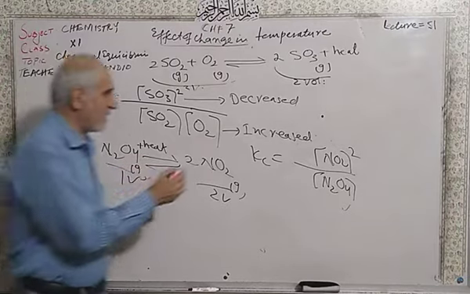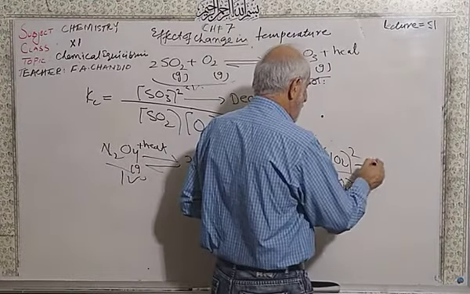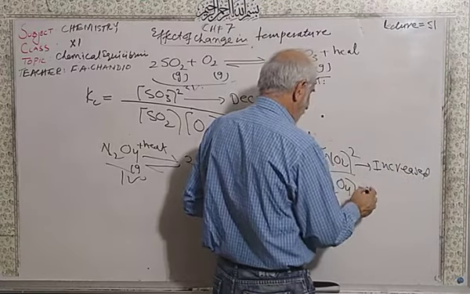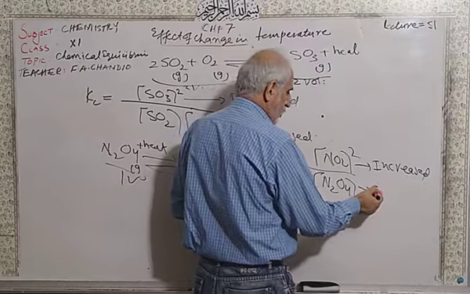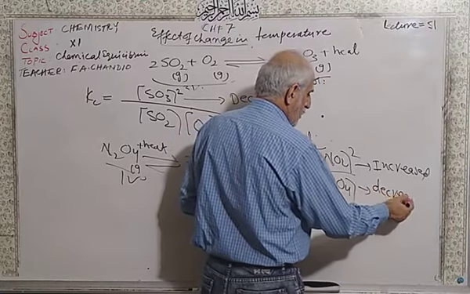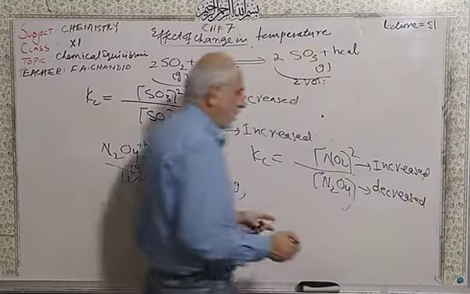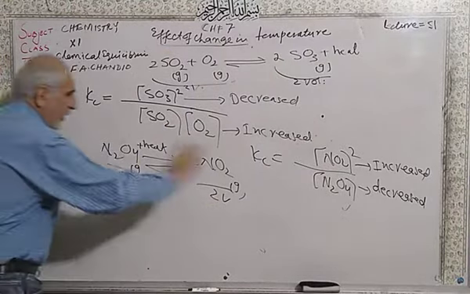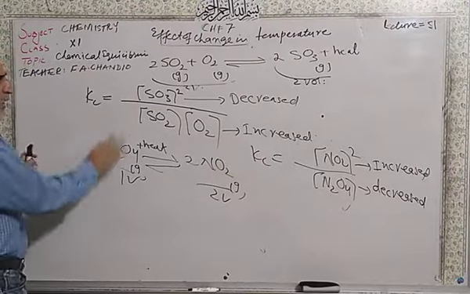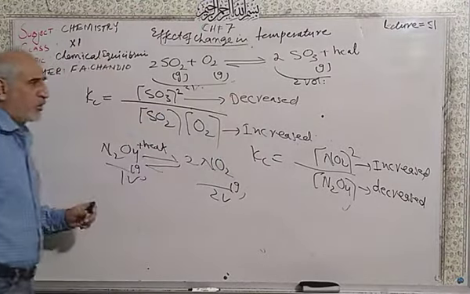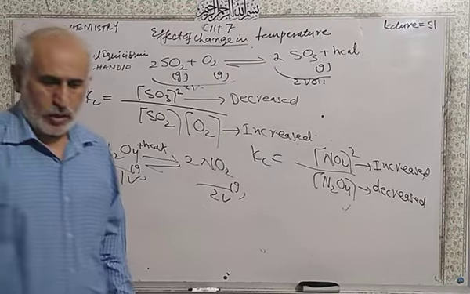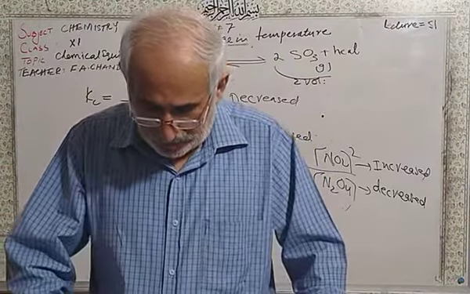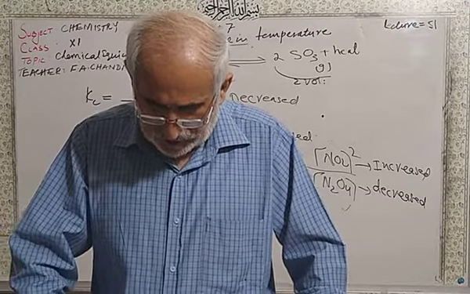So in this case, the concentration of nitrogen dioxide is going to be increased, and the concentration of dinitrogen tetroxide is going to be decreased, because the forward step is endothermic and here the forward step is exothermic. So reverse. So you have to correct these things. Same case again, you have an exercise question here.